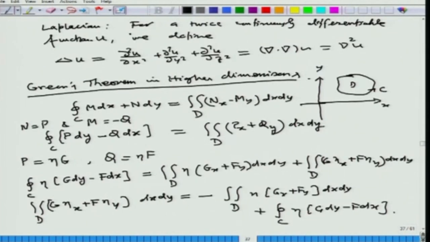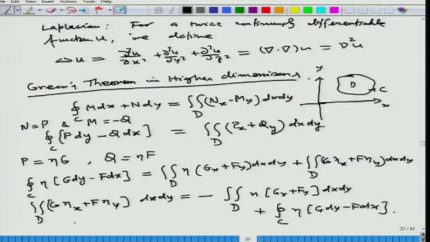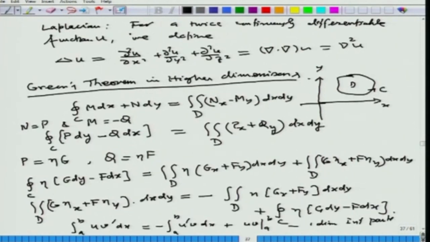So, Green's theorem gives us the general way of the same formula which we had in one dimension. Recall that the integration by parts formula was the integral from a to b of u v prime dx is minus the integral of u prime v dx plus u v evaluated from a to b. So, this is one dimensional integration by parts, and this is two dimensional integration by parts. This is a generalization of the earlier integration by parts formula which we discussed.